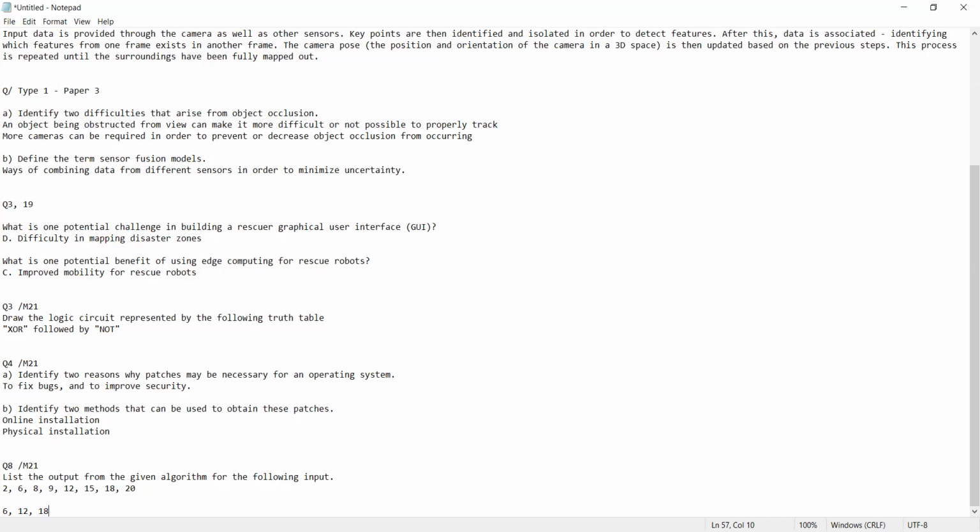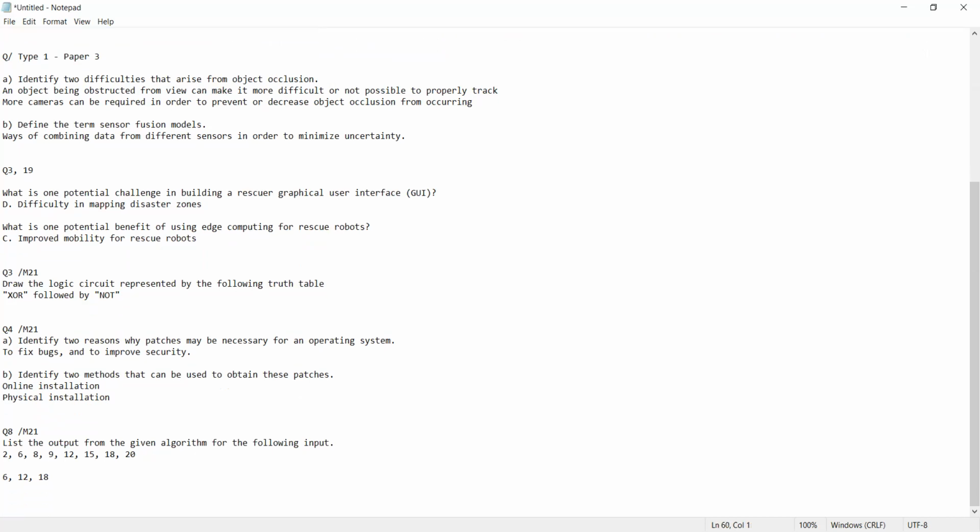Move to the next, please. The binary tree one, I'd have to draw it. So could I just move on to the one after that? Yeah, sure.